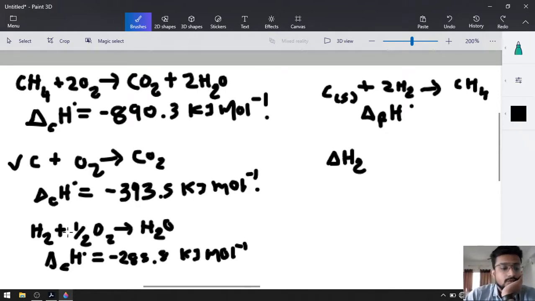Then 2H2. Here 1 H2, so I have to multiply this equation by 2. That's why plus 2ΔH3. And here CH4 is in the product, there CH4 is in the reactant. That's why minus ΔH1, and that will be your answer.